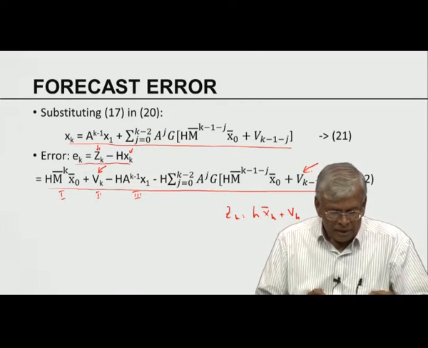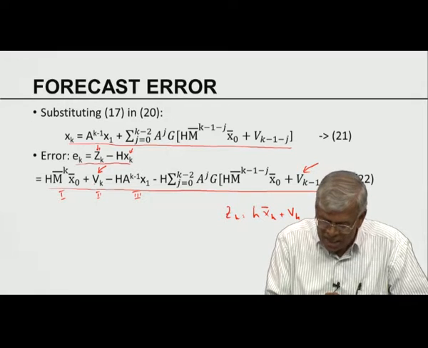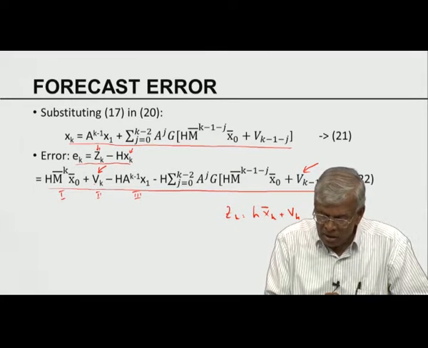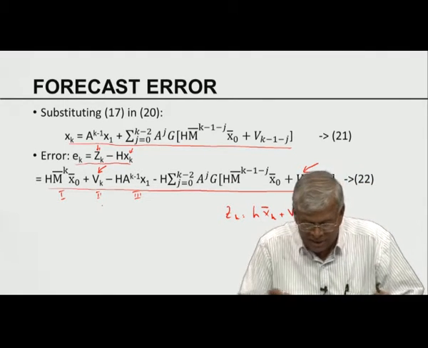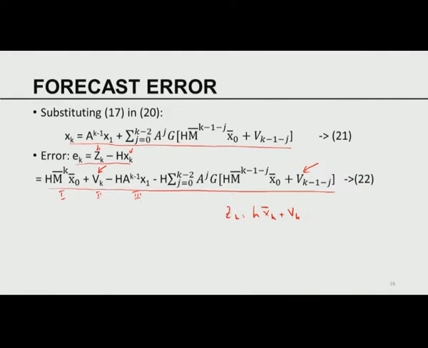You can also see the error at time k depends on Vk, I'm sorry, the noise at time Vk as well as the noise from time 0 to time k minus 2. So that means there is a serial dependency among all these noise expressions. So when j is 0, that depends on Vk minus 1.